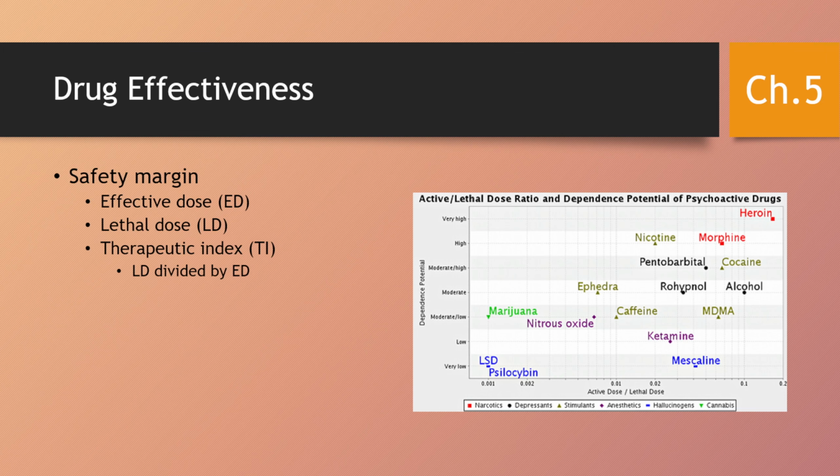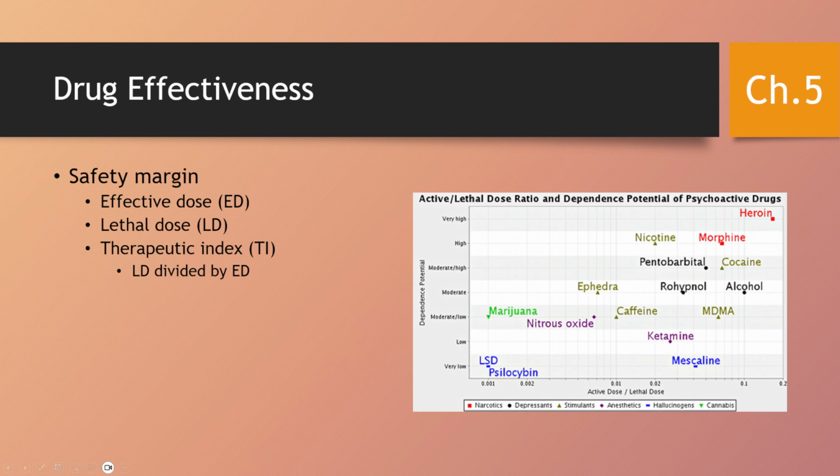If it's a small difference between how much you have to take to see an effect and how much you have to take that will kill you, that small difference means it's a pretty dangerous drug. We want a large gap there. We want to be able to have plenty of room to see that effect of the drug before we start reaching the limits where it becomes lethal.